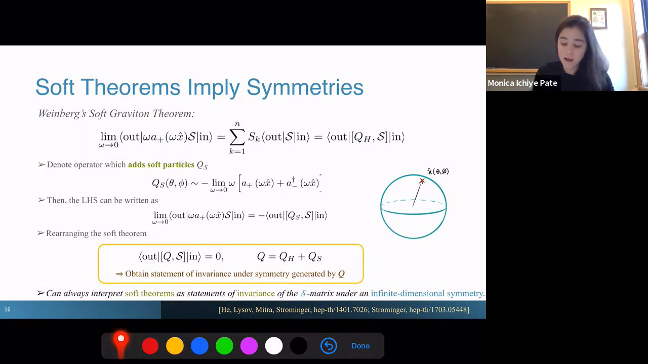So then the left-hand side can be written in a similar form as the right-hand side. And upon rearranging the soft theorem by bringing both to one side, we arrive at the statement that the S matrix is invariant under a symmetry generated by a charge Q, which is given by the sum of the hard and the soft charges. Now, since we can repeat this argument for every direction in which a soft graviton can propagate, we conclude that the S matrix is invariant under an infinite number of symmetry transformations, which are labeled by the point on the sphere associated to the direction in which the soft gravitons propagate.